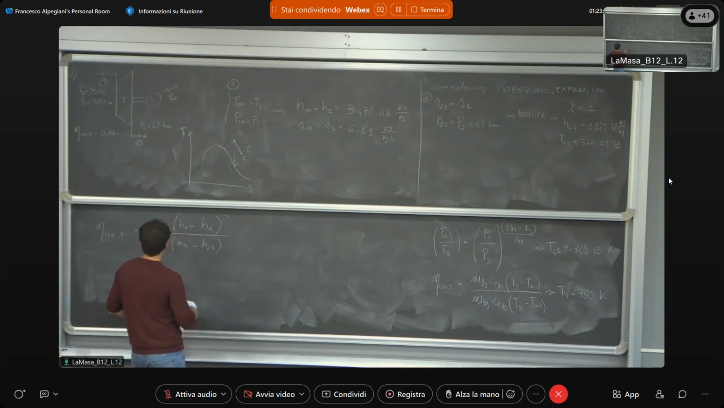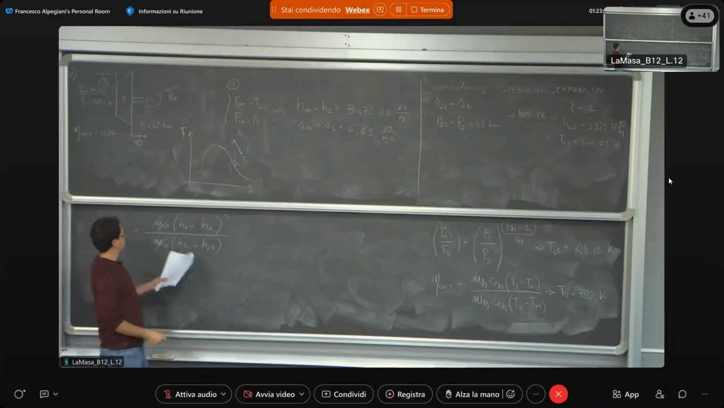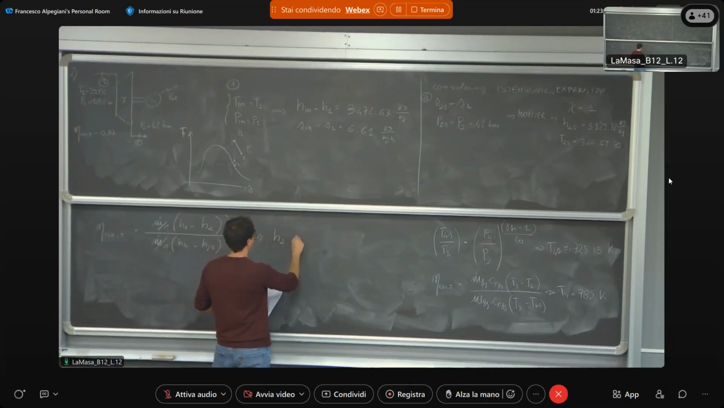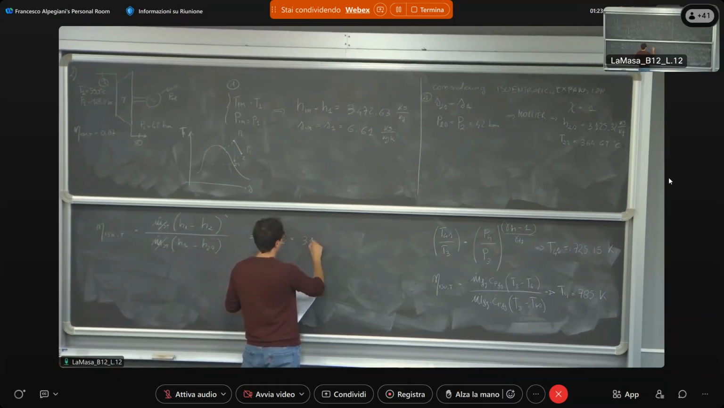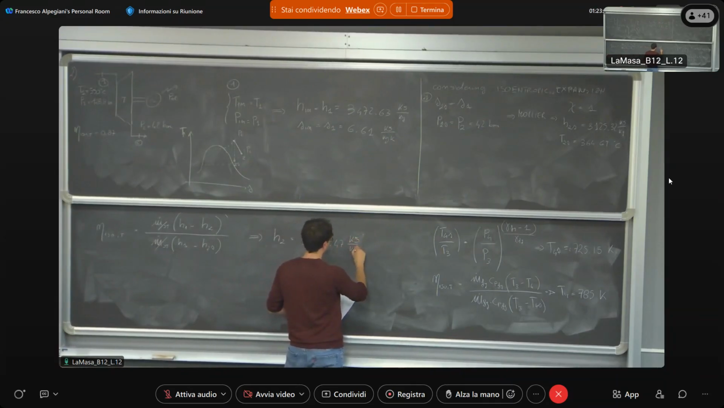In this case, the mass flow rate of steam is the same, and the only unknown is H2. So from here we can evaluate H2, which comes equal to 3,170.47 kilojoule per kilogram.